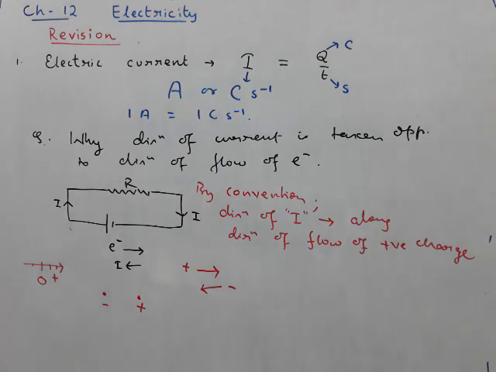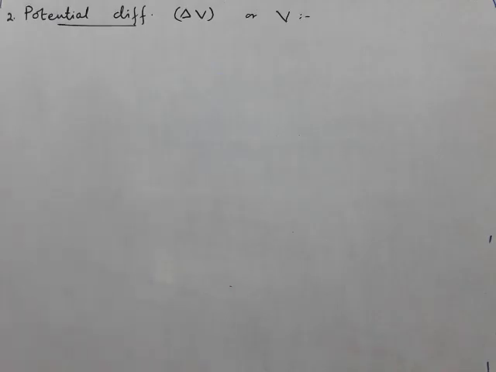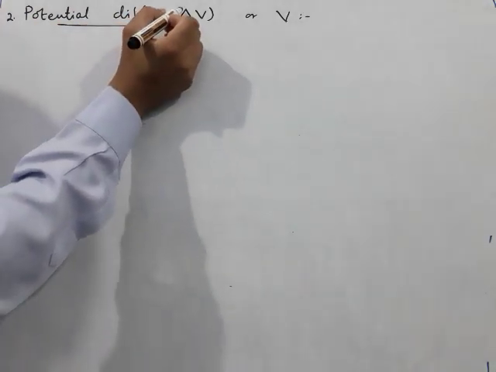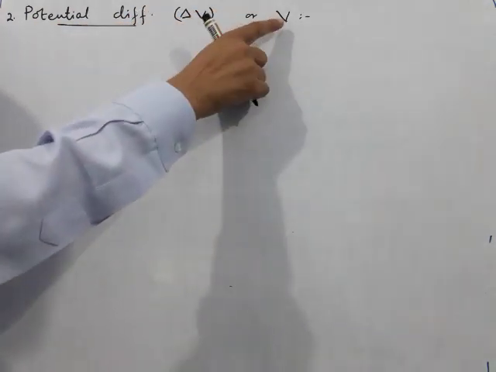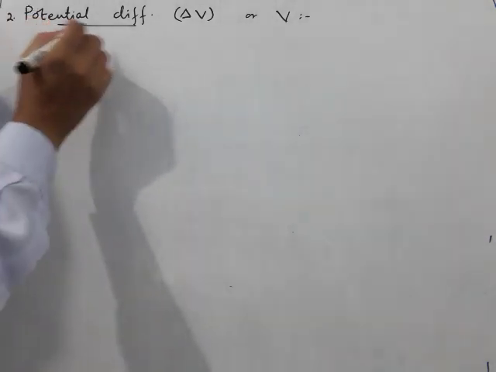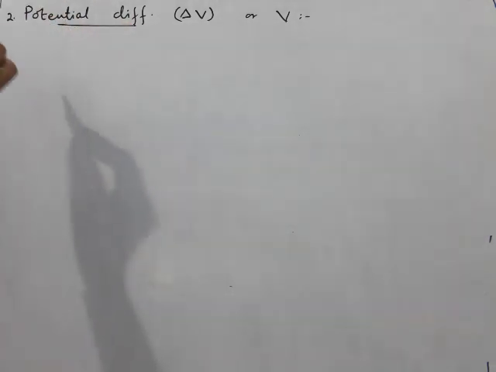After electric current, the next topic which we have read is potential difference. The symbol for potential difference, sometimes I might write delta V, but in your textbook they have used V as the symbol for potential difference. This has already been discussed with you. Let me revise again. What is the meaning of potential difference?